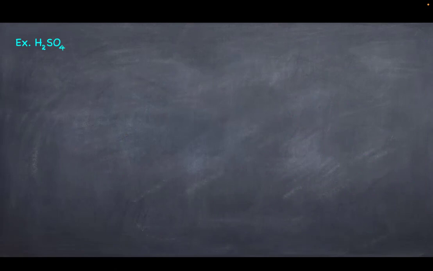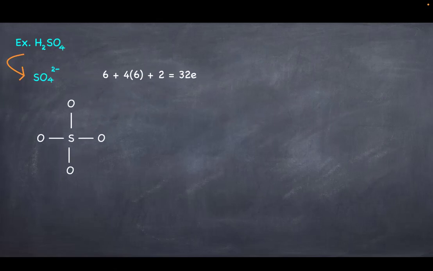So this time we have H₂SO₄. So we take the hydrogens away, so we're left with SO4 2 minus. Count the valence electrons. Do the 4 single bonds. So we used 8 electrons so far.